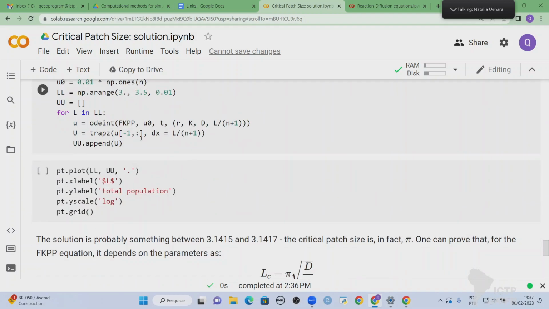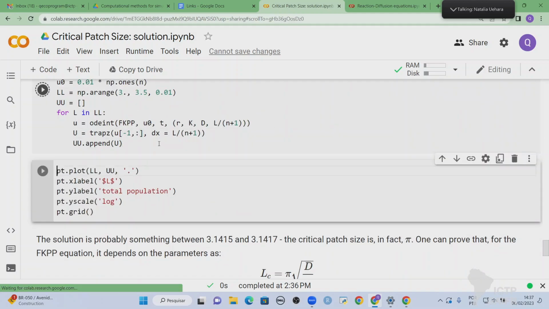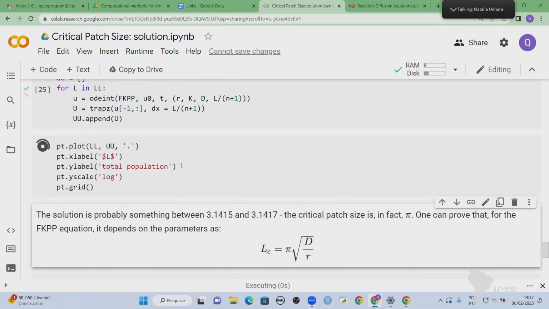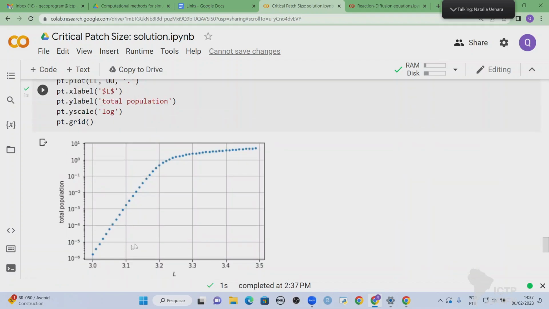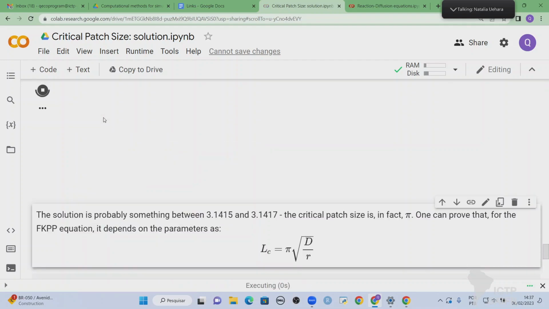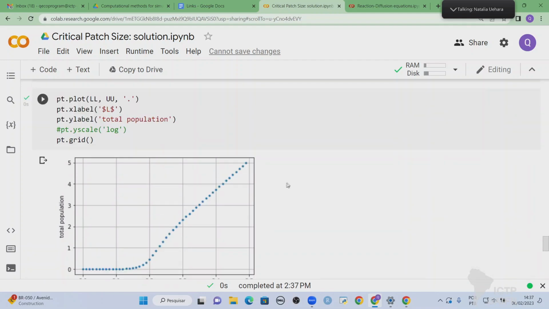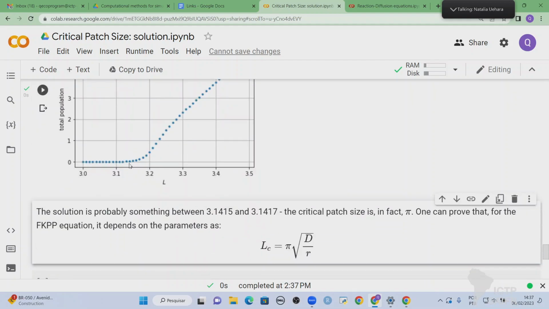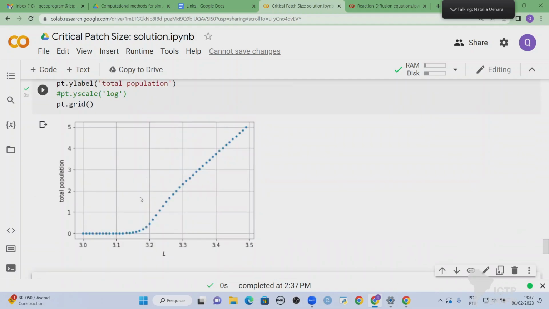Okay, so let's try this and see what happens here. As a function of L, going from 3 to 3.5, you see that population is increasing. Here I plot in a log scale, so let's plot first in a linear scale. You see that the total population is increasing, and somewhere around 3.1 it starts to grow. But then there's an issue here that is a little bit complicated.